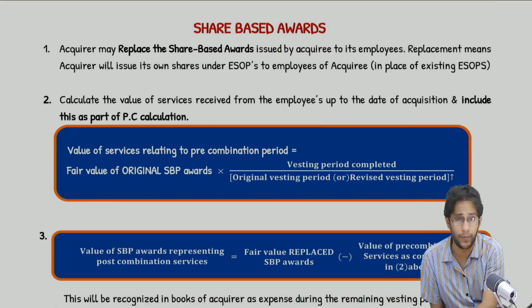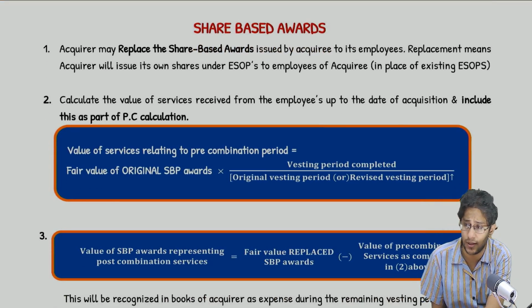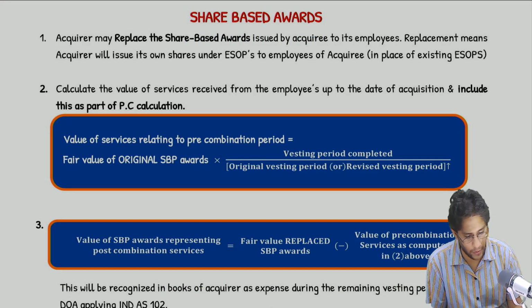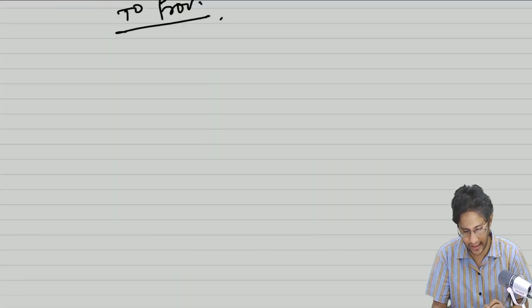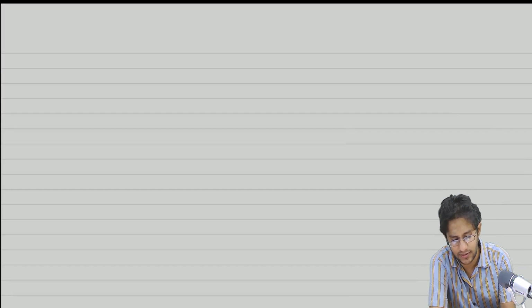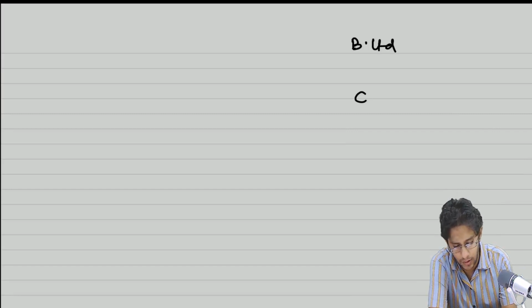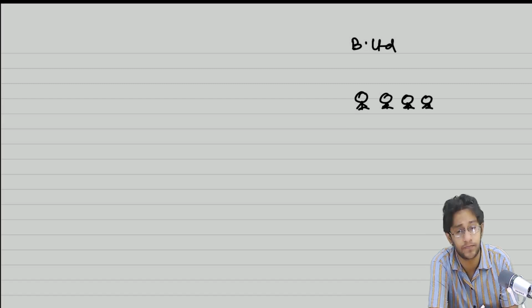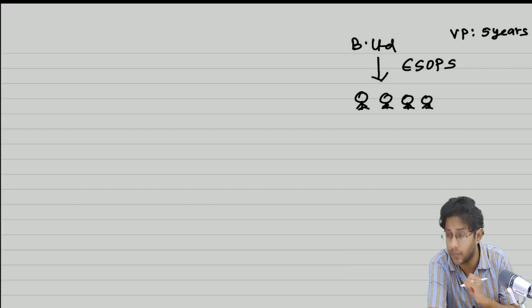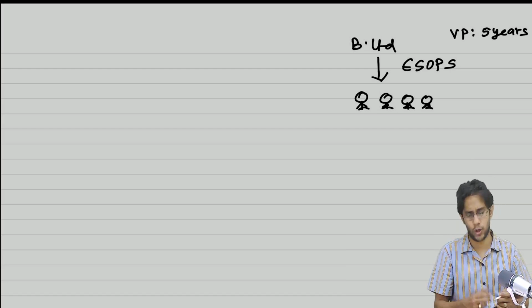Then we have share based awards. So very interesting case, very easy case also. Now guys, coming to share based awards, it is a very easy case. Look at this, there is a company called B Limited. There are employees in this to whom B Limited has issued ESOPs. ESOPs have a vesting period of 5 years. So after 5 years, these employees can exercise the options.